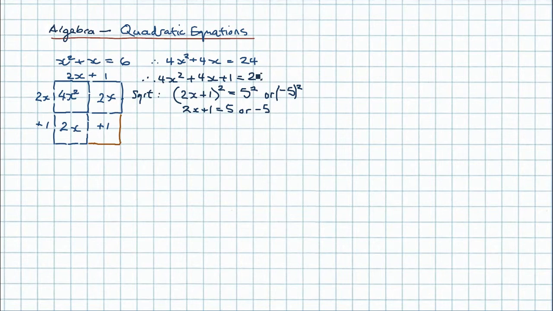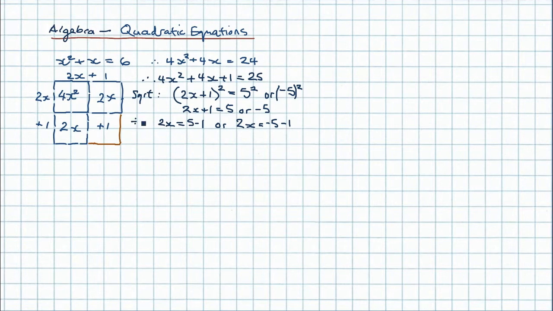So I've taken rather a long time to go through those steps, but hopefully it's clear why we're doing this and why this completing the square method works. Now all I've got to do is subtract 1 from both sides, so I end up with 2x plus 1 minus 1 eliminates that 1 equals 5 minus 1, or 2x equals minus 5 minus 1. And finally, to get my answers, all I need to do is divide through by 2. So divide both sides by 2.